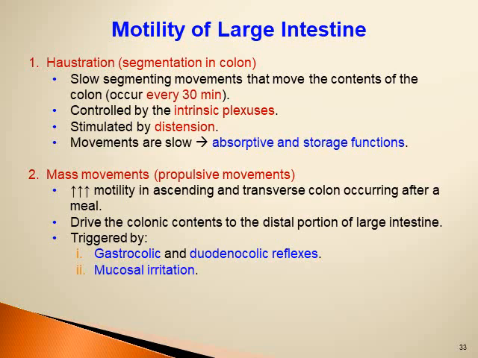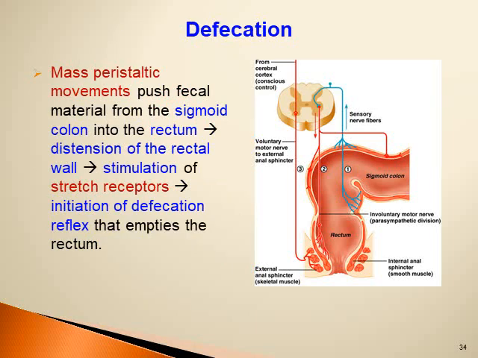Also, mass movements are triggered by mucosal irritation. Any toxin or any microbe that irritates the mucosa can stimulate mass movement, and usually this leads to diarrhea. Again, mass movements are stimulated by intense parasympathetic stimulation, and we know that the parasympathetic division of the autonomic nervous system is stimulatory in the digestive system.